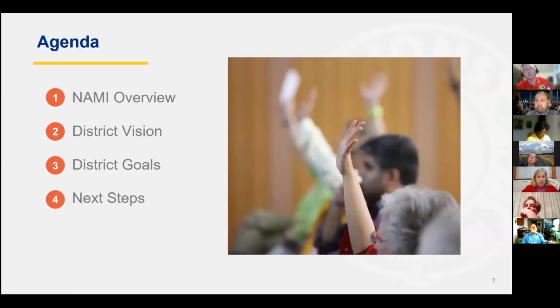So as you gather, tonight we're going to talk about an overview. We're going to talk about the district vision. We're going to talk about district goals. And we're going to talk about the next steps. What do we do after we finish gathering all this data? But before we got here, we have to decide who are we going to invite.